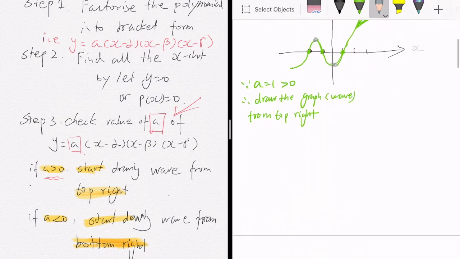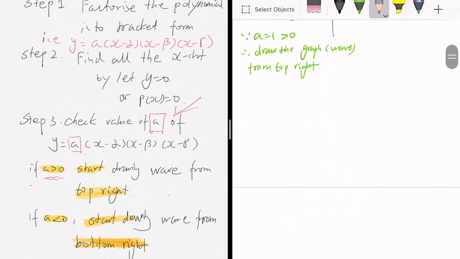Okay, now let's do one more. Your example 25. Example 25.